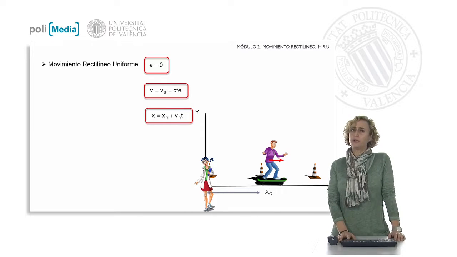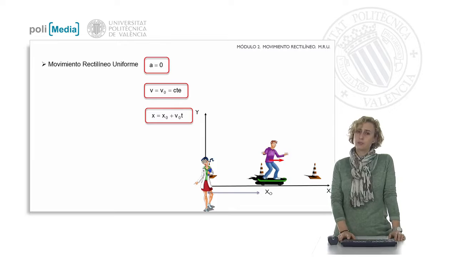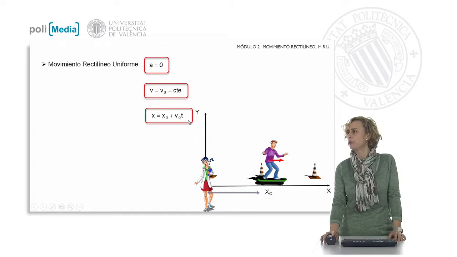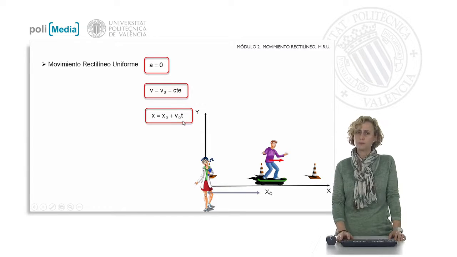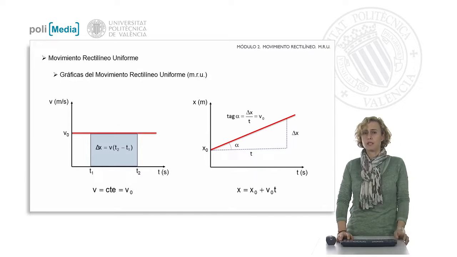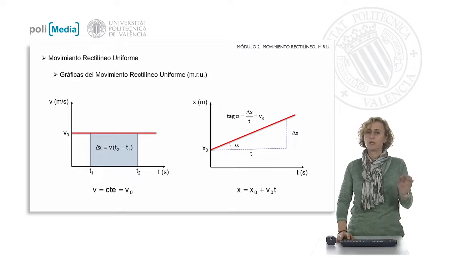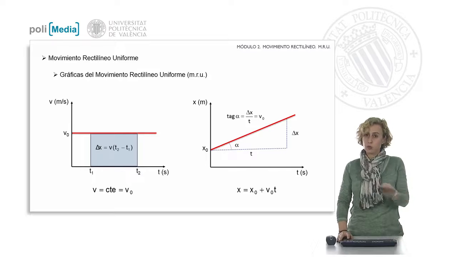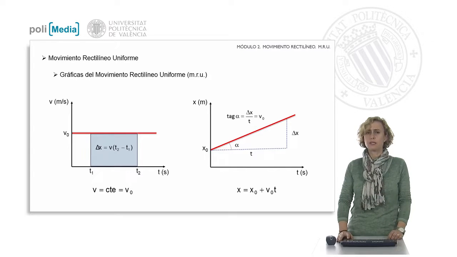Then we have seen that in a uniform rectilinear motion, the acceleration is 0, the velocity is constant, and the position as a function of time is given by the expression that I am pointing out. If we represent these in kinematic diagrams, that is, velocity versus time and position versus time, we see that the velocity is a horizontal line because it is constant, and the area enclosed under it in a time interval corresponds to the displacement suffered by J in that interval.